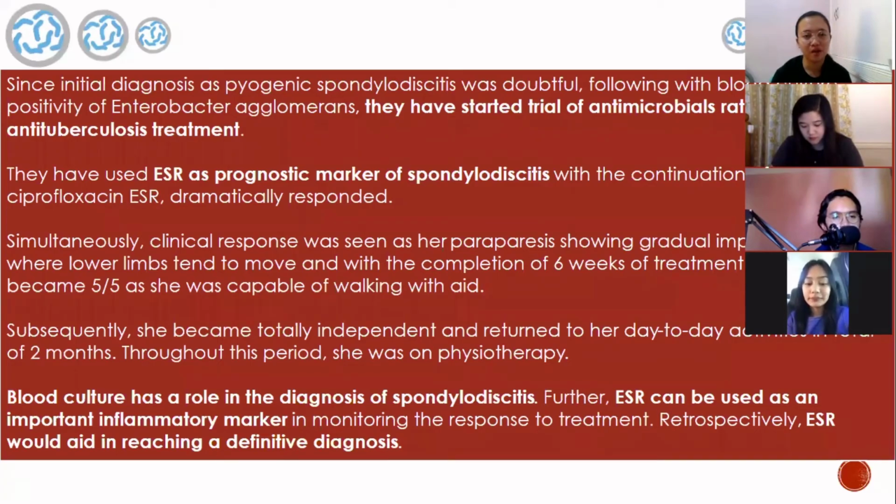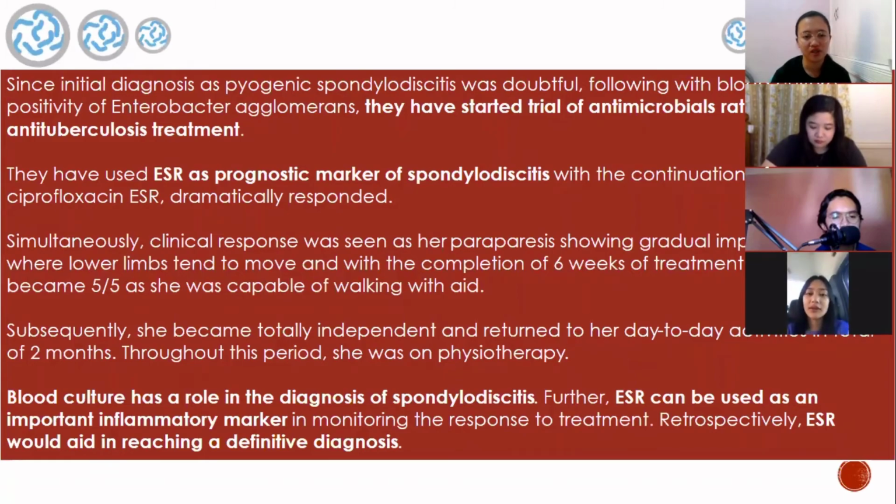Simultaneously, clinical response was seen as her paraparesis showed gradual improvement, where the lower limbs tended to move, and with the completion of 6 weeks of treatment, power became 5/5 as she was capable of walking with aid. Subsequently, she became totally independent and returned to her day-to-day activities in a total of 2 months. Throughout this period, she was on physiotherapy.